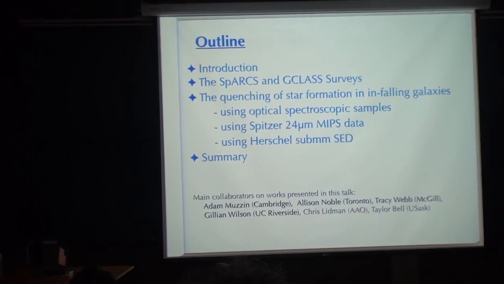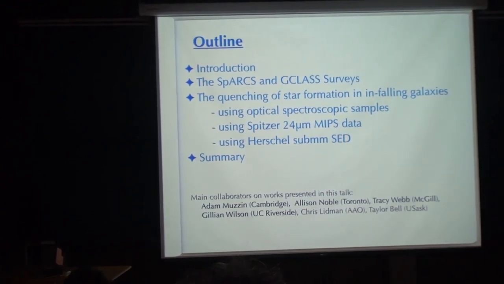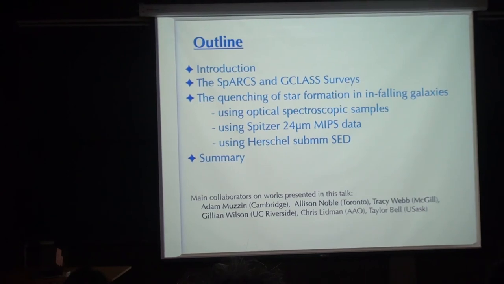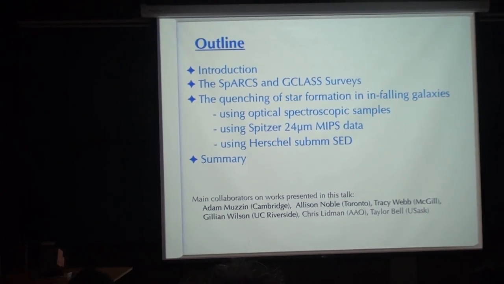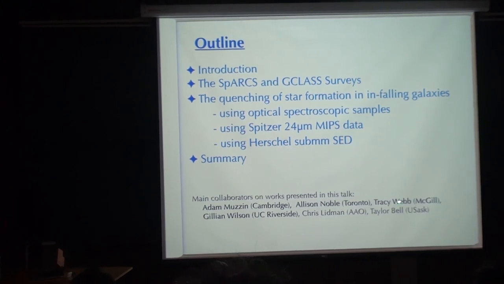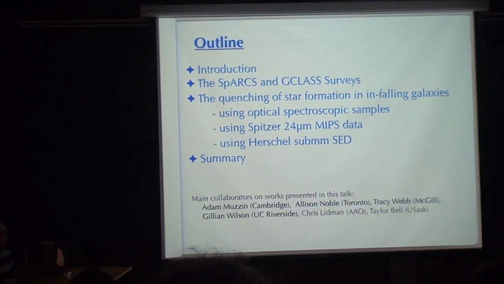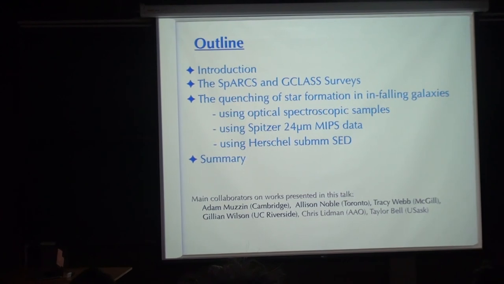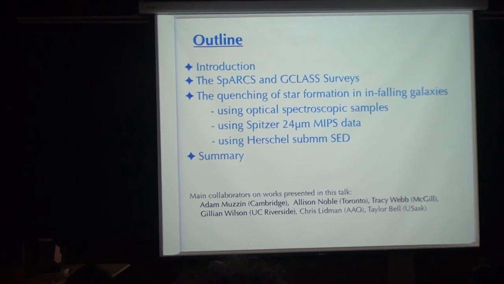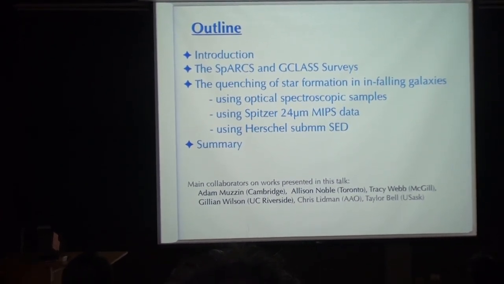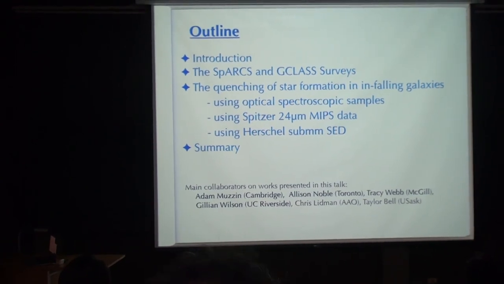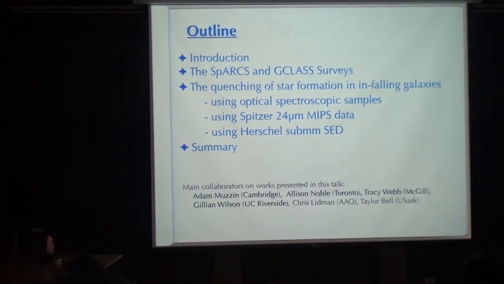using three different sets of data, at redshift 1. And then I will summarize the talk at the end. This is just a partial list of all the collaborators in these two surveys, specifically people who have contributed significantly to the 3 or 4 papers from which these results come.